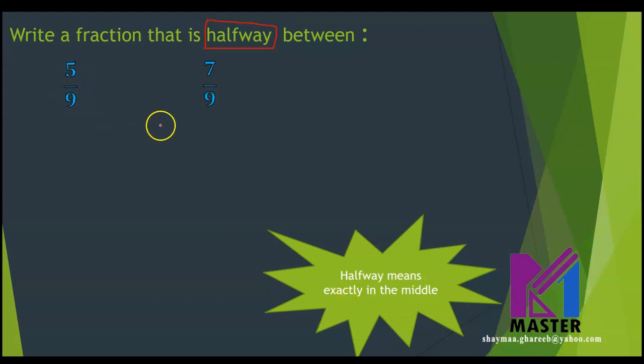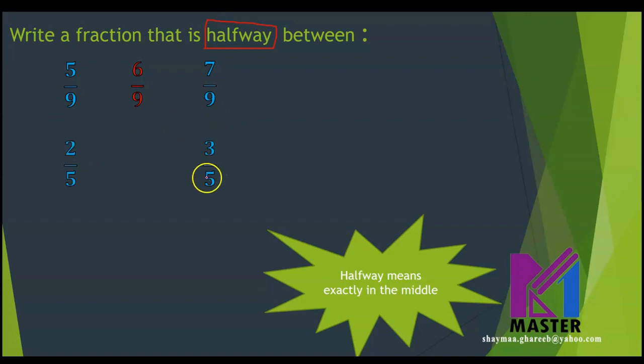So 5/9 and 7/9. It's so clear that the one exactly in the middle between the 5 and the 7 is number 6. So it will be 6 over 9, as long as both fractions have the same denominator.